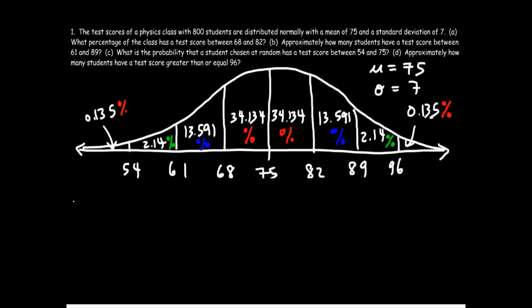Question A, anybody that wants to pipe in, if you have your phone handy or whatever: what percentage of the class has a test score between 68 and 82? Anyone? Approximately? 68%. Yep, you got it. 68%. Simple. So 68% have a test score between 68 and 82. Approximately how many students have a test score between 61 and 89?